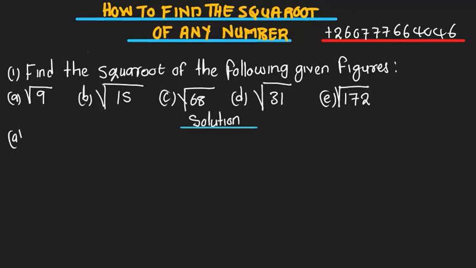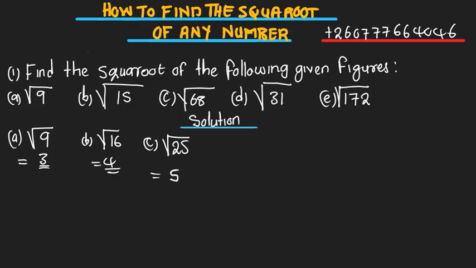Now, I want us to find the square root of the following given figures. Imagine you have been given A, then they are saying you find the square root of 9. The square root of 9 is a common figure. The answer is 3. Even if I was to go extra and give another example, we say the square root of 16. You know that the square root of 16 is simply 4. To go extra, if we said we find the square root of 25, we would say the square root of 25 is simply 5.